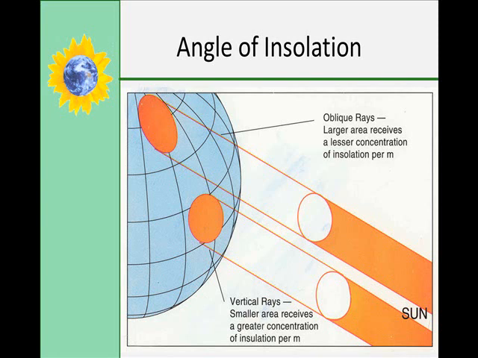The angle of insolation is primarily responsible for the average temperature of a region. The tropics receive the greatest angle of insolation and therefore have the highest average temperatures. The Arctic and Antarctic regions receive very low angle insolation, which explains their very low average temperatures.